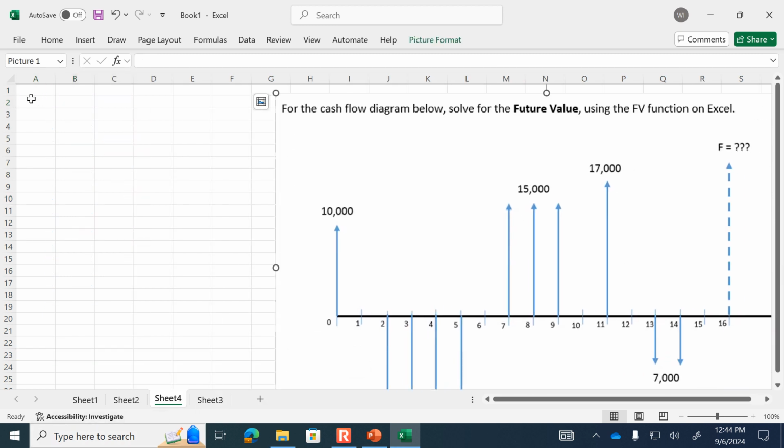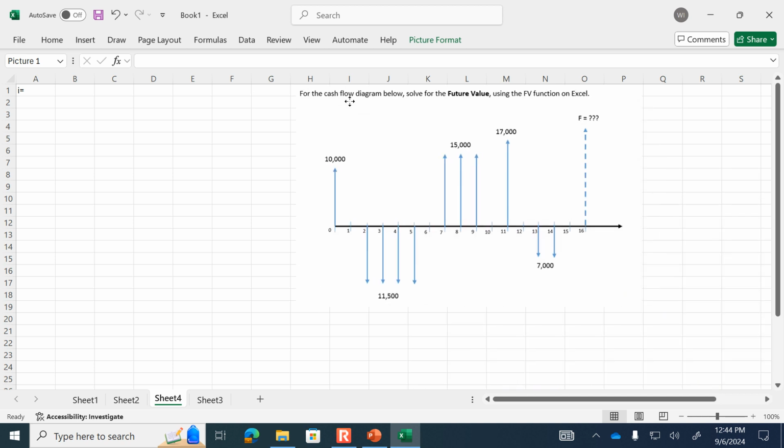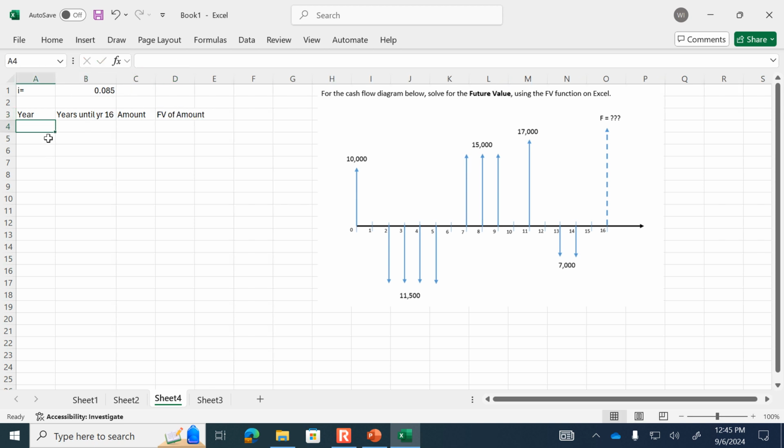I'm going to have my interest rate defined at top here, and the interest rate value is in a different cell from the actual number. So the handout says the interest rate is 8.5%, so 0.085. Okay, now we have years until year 16, amount, and FV of amount.